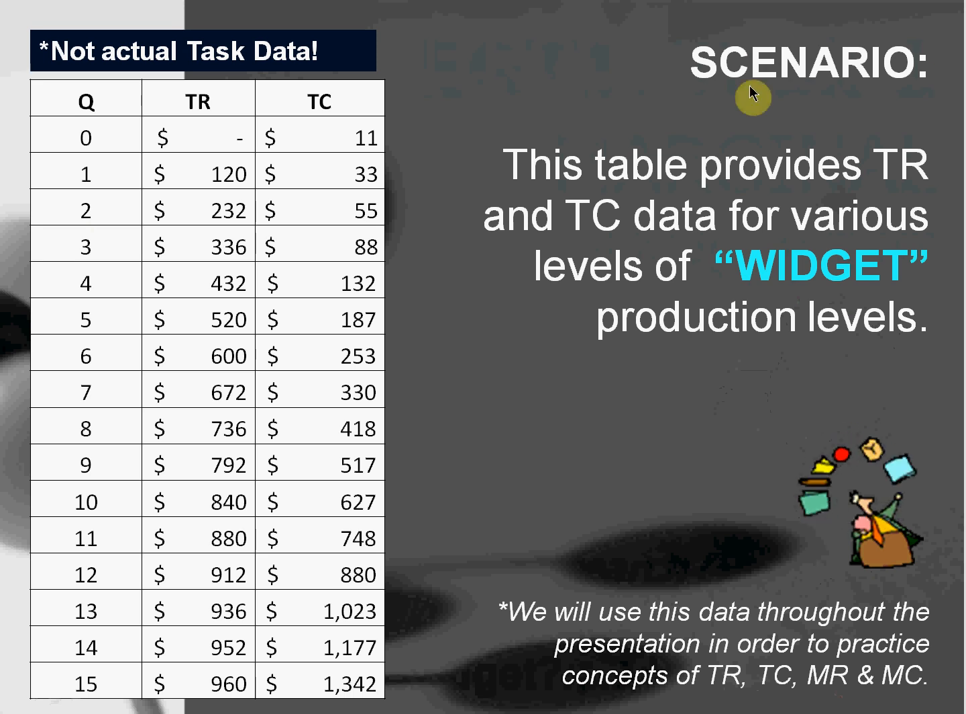Accordingly, you can think of it as follows. On this chart, we have quantity 1, meaning that one widget is produced. When one widget is produced, the total revenue would be $120, and correspondingly, the total cost would be $33. If we were to consider the 10th unit of production, where quantity here is 10, we can see that total revenue is now $840, whereas total cost has changed to $627.